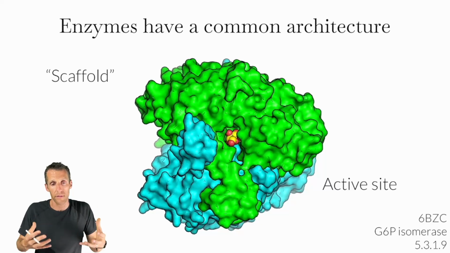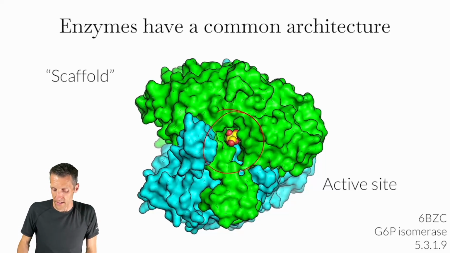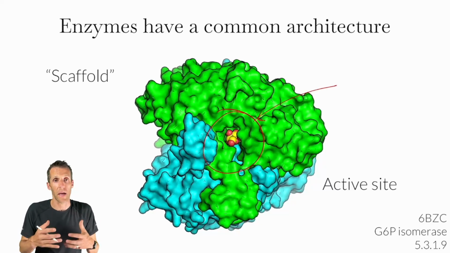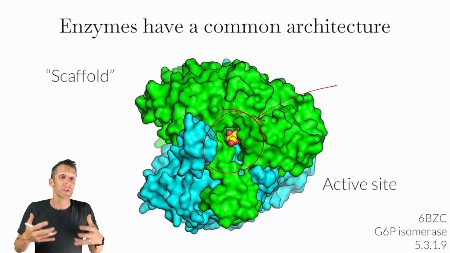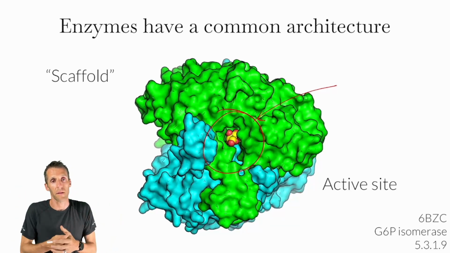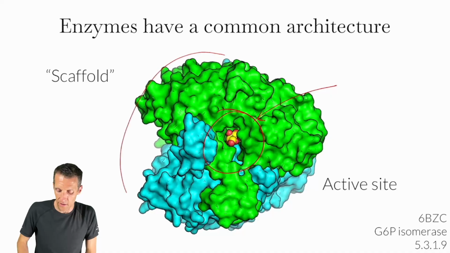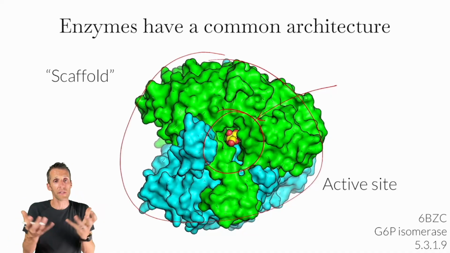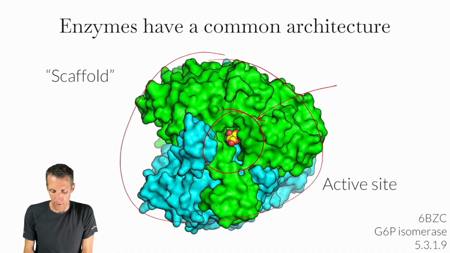And the common architecture that they take is they have an active site. This is a position that actually does the interesting chemistry. So the molecule that's being acted on will bind at that site, and that's where the interesting things will happen. And then there's always a big chunk of the rest of the protein around it, a scaffold that basically stabilizes that active site.